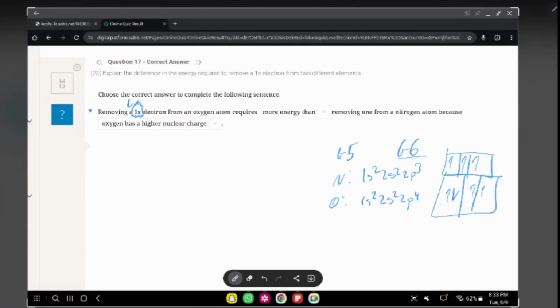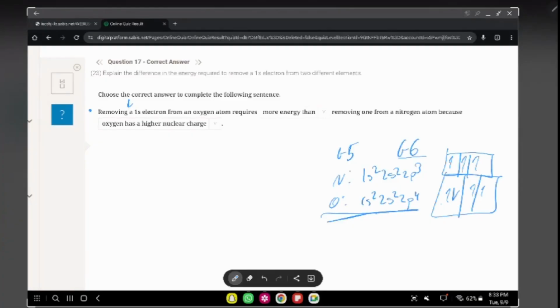Now, if we were talking in general about just the last electron, it would actually take oxygen less energy, not more. But we're talking about what specifically here? 1s. Removing a 1s is removing a 1s, whether you're removing it in lithium, sodium, or whatever. It's 1s.